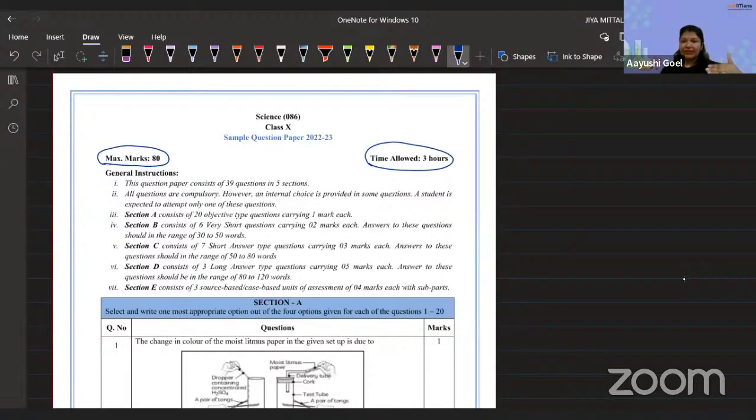Now, one by one, we'll see the questions. One by one, we are going to see the analysis, and how we should write the answer so that we can easily go with it.